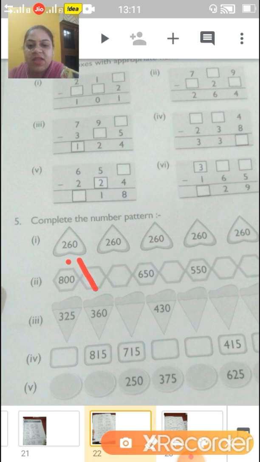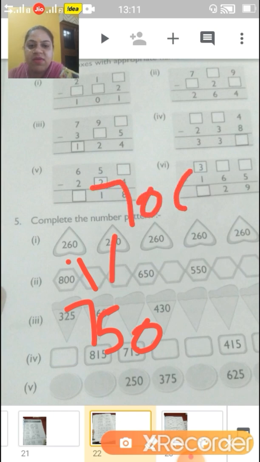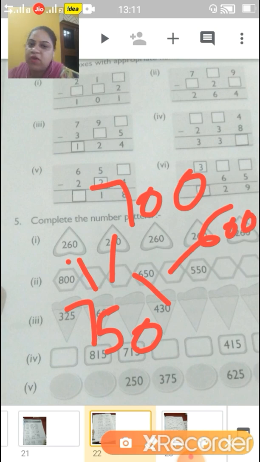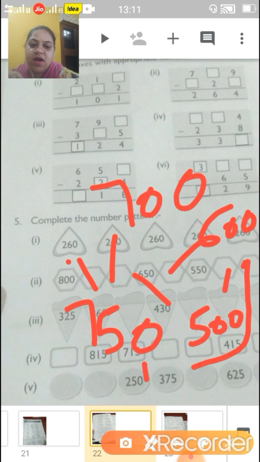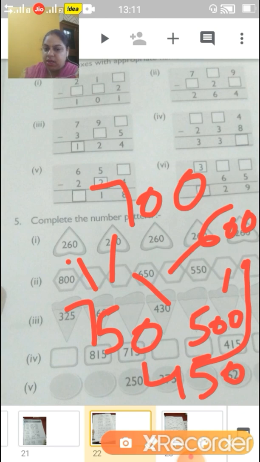Like in this box it is 750. In this box it is 700. In this box already they have written 650. In this box it is 600. In this box it is 550. And here it is 500. And in this box what will come? 450. So according to the pattern what they are changing, what they are adding, what they are subtracting. Okay, I hope addition and subtraction will do in pattern also. So I will send you rest of the solution.